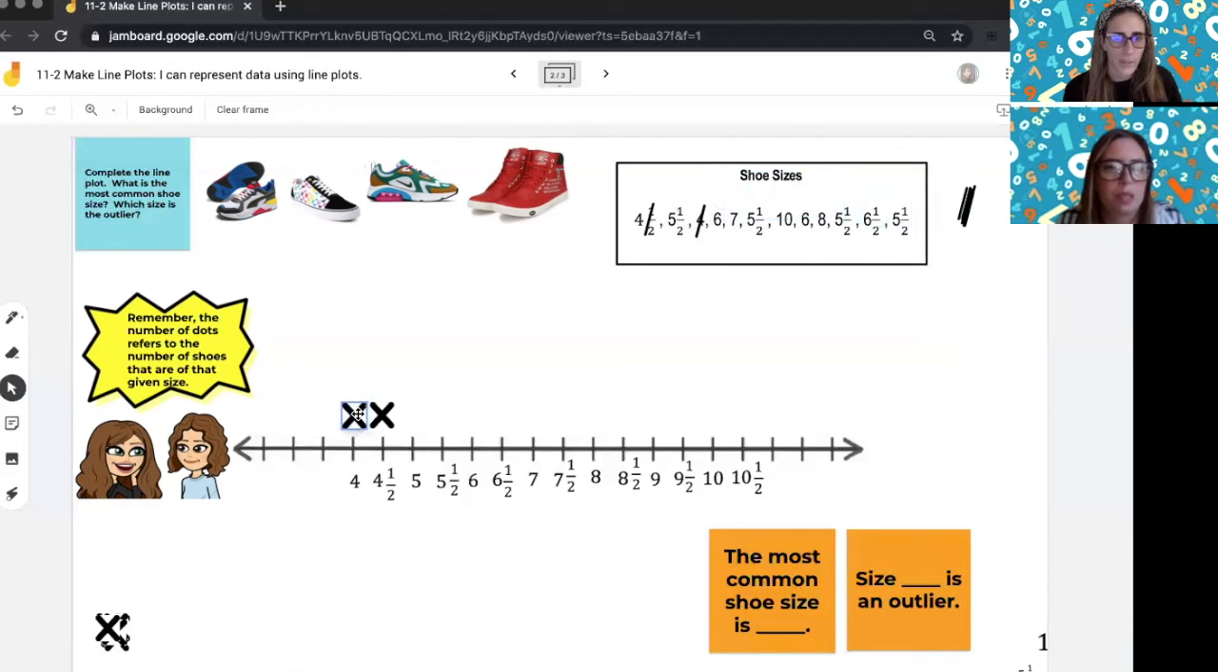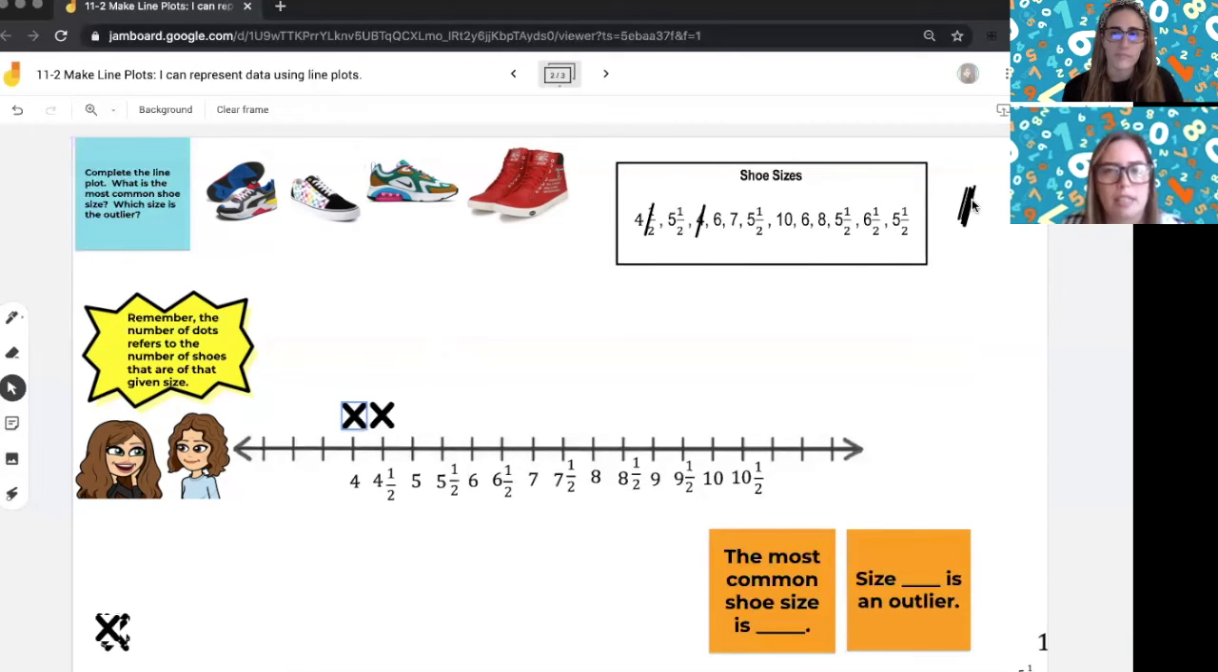It's very important that we make sure we cross it out, and then put the X so we know that we get all the numbers. Right. So now I'm noticing so far that one person has a size 4 foot and one person has a size 4.5 foot. So let's keep going.